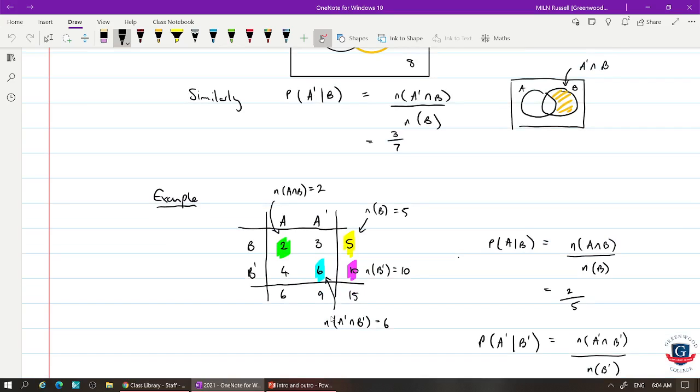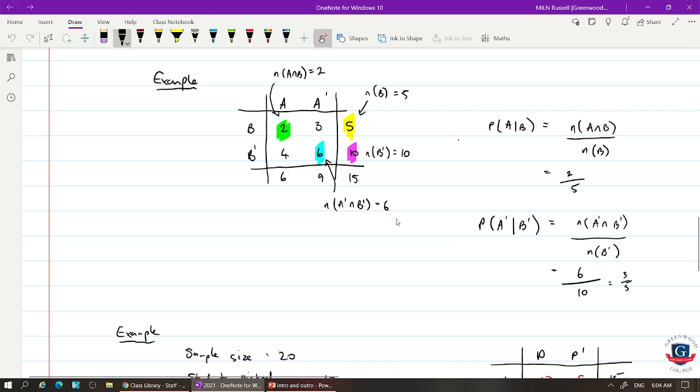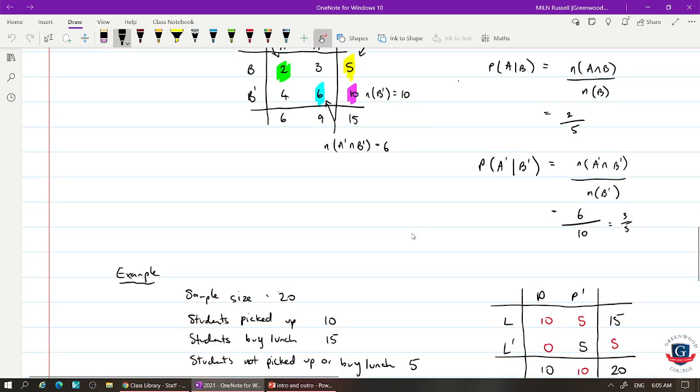So, if we wanted P(A given B), we'd find the intersection of A and B, which is just this number, divided by the number of elements in B, which is that number, we'll get 2 divided by 5. If we want the probability of not A given not B, on the top we need the number of elements of not A intersection not B. That's the intersection. There's the 6. Divided by the number of elements in not B, which would be 10. So 6 over 10 or 3 over 5. So that's the mechanics of it. Let's see if we can apply it to a problem.